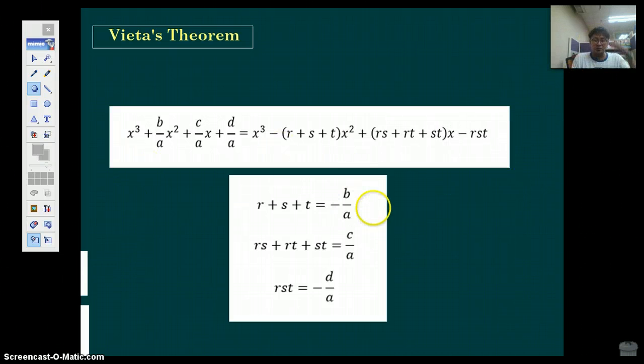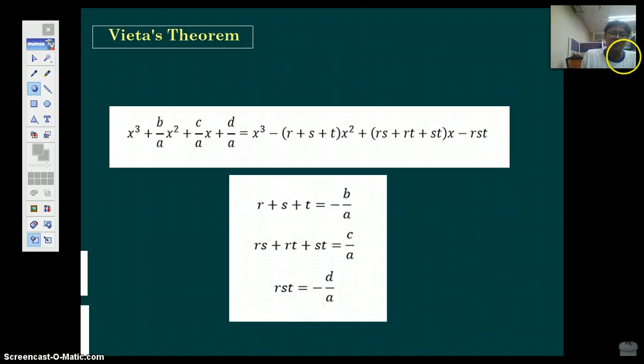So in this case, we'll be focusing on a third degree polynomial, or a cubic polynomial. The roots are R, S, and T. The coefficients you know are A, B, C, and D. So it simply is this: R plus S plus T, the sum of the roots, will be given by negative B over A. The product of the roots taken two at a time, RS plus RT plus ST, is simply C over A. And the product of the three roots, RST, is negative D over A.